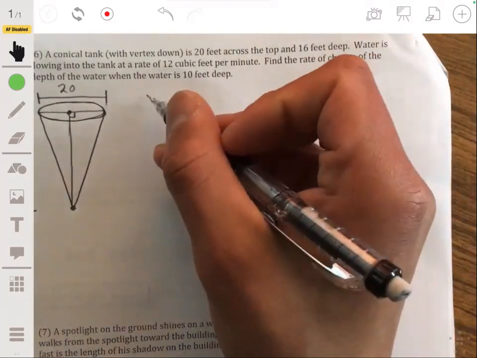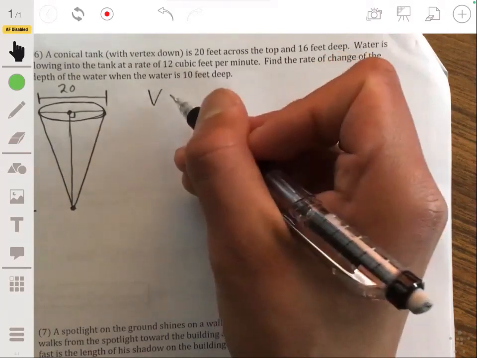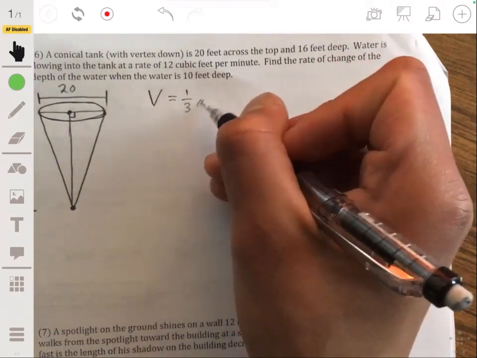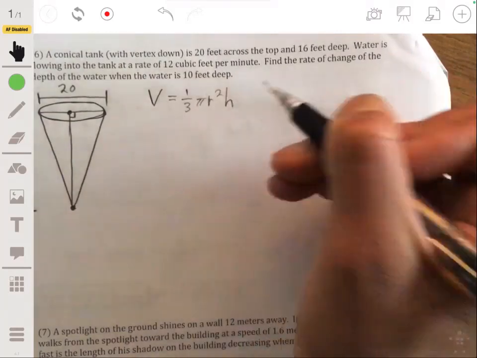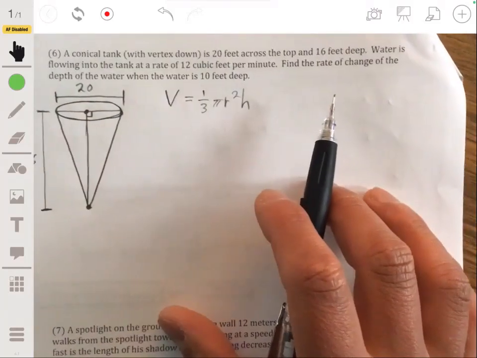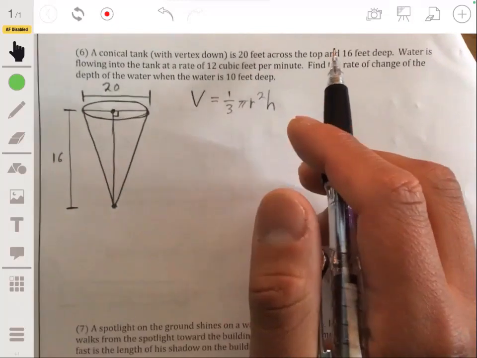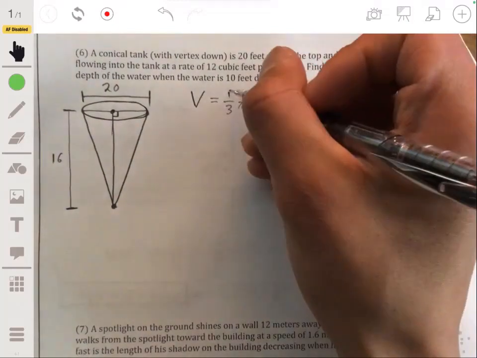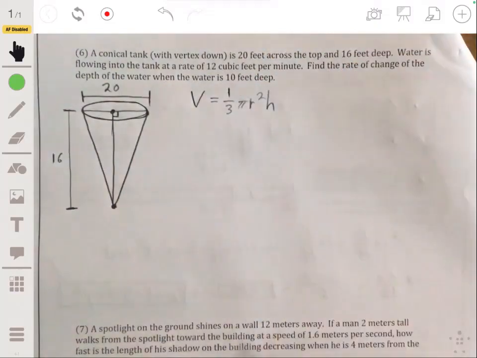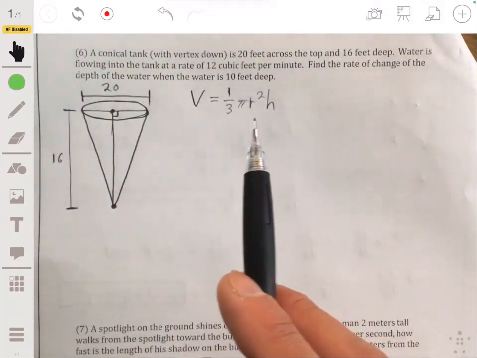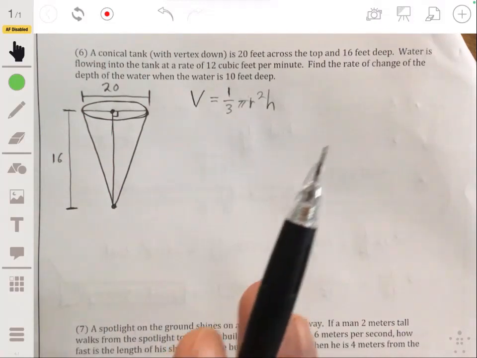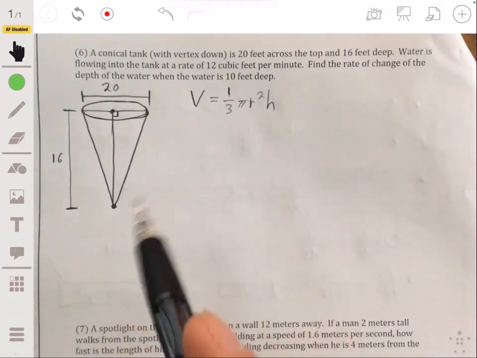And let's write the equation for the volume of a cone, which is going to be 1/3 pi r squared times h. Don't freak out if you don't have this memorized, because usually on your exams, they'll give this to you. They won't want you to miss a problem just because you don't remember the volume of a cone or something. But still always try to memorize as many formulas as you can.